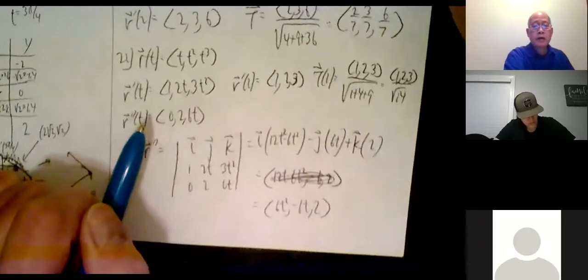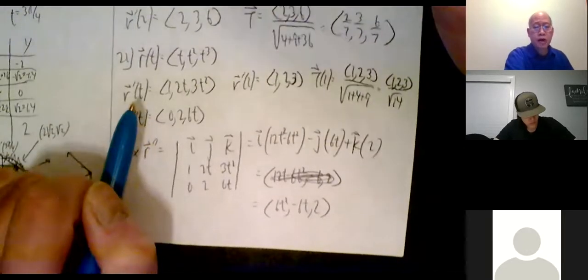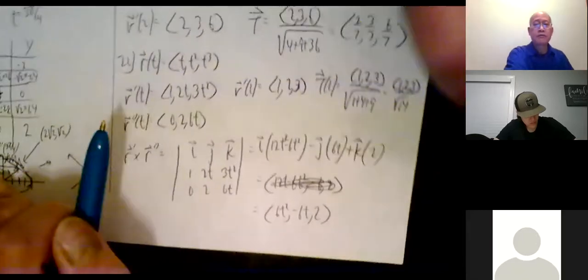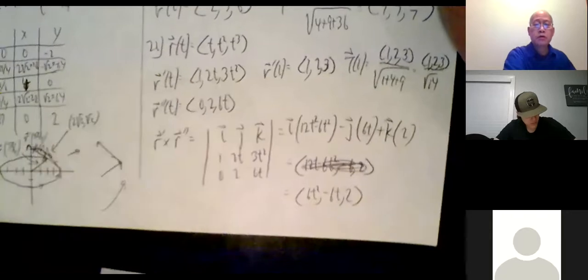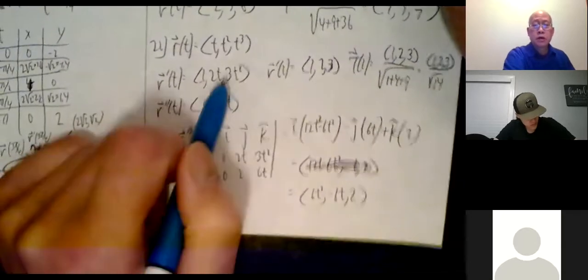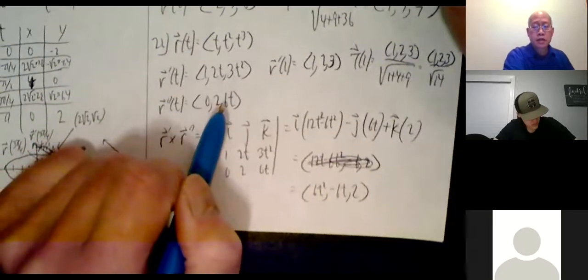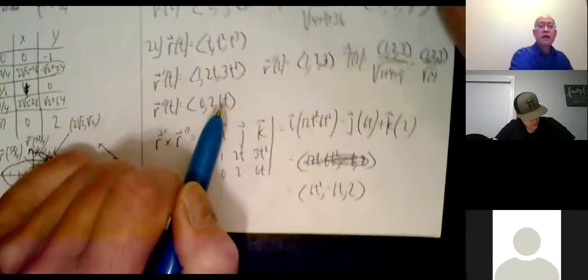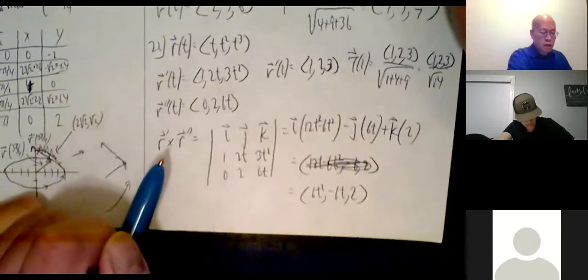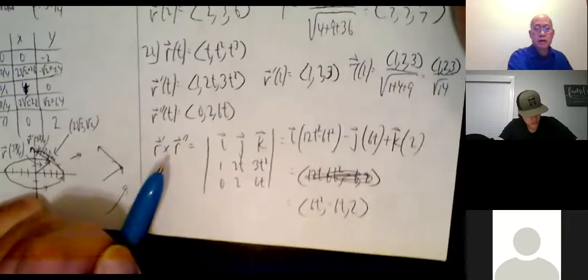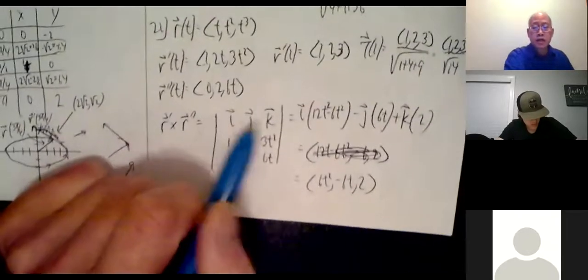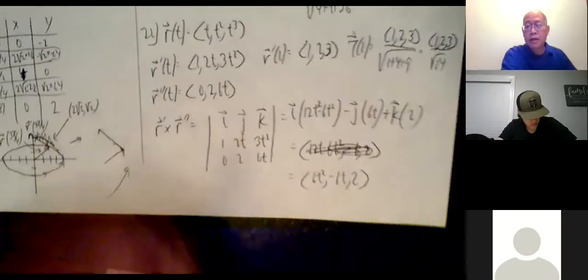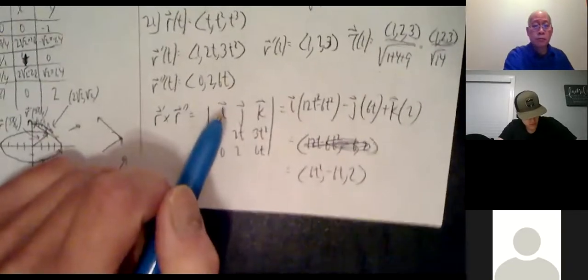Okay, R double prime is just the derivative of R prime, just as you might think, second derivative. So I differentiate R prime. Derivative of 1 is 0, derivative of 2t is 2, derivative of 3t squared is 6t. And then they want R prime cross R double prime for whatever reason. It's going to be an important formula later. So, i, j, k, good practice for the test anyway.